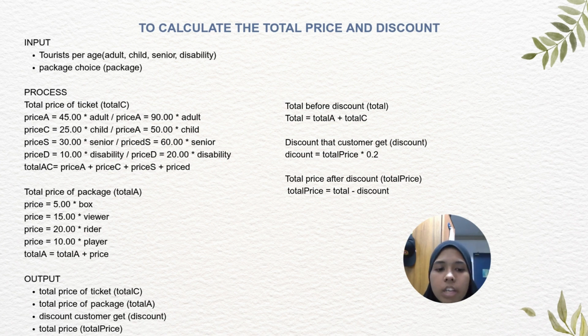There are five processes in this analysis. The first process is to calculate the total price of the ticket, and the second one is the total price of package. The third one is the total before the discount.